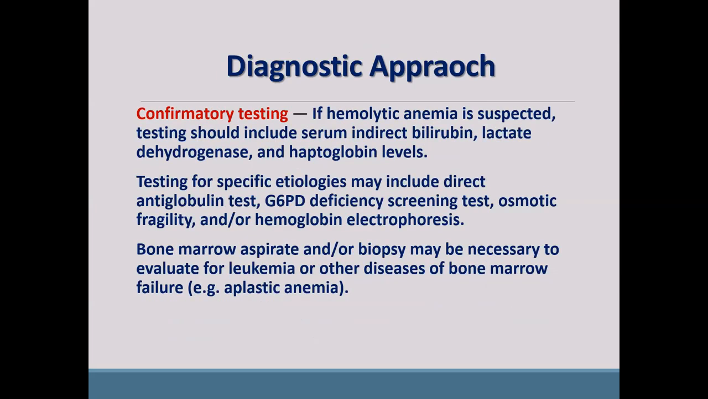Other confirmatory tests if hemolytic anemia is suspected: testing should include serum indirect bilirubin and lactic dehydrogenase, which increase in hemolysis, while we have decrease in haptoglobin level due to saturation by destroyed hemoglobin. Testing for a specific etiology may include antiglobulin or Coombs test, G6PD deficiency screening test, osmotic fragility in hereditary spherocytosis, and/or hemoglobin electrophoresis for beta thalassemia and sickle cell disease.